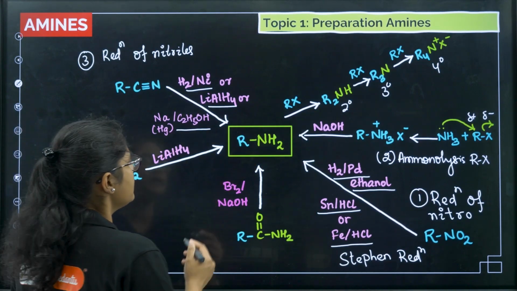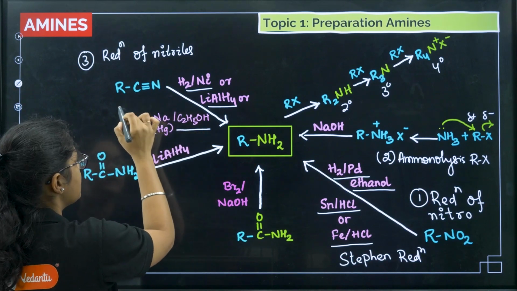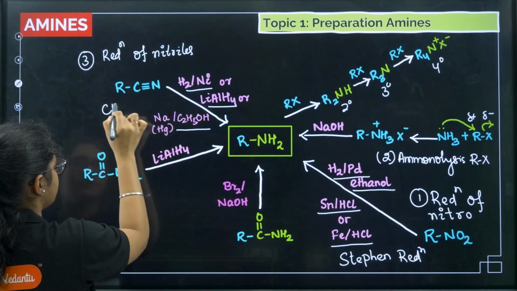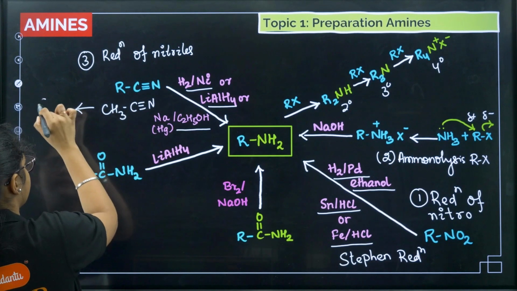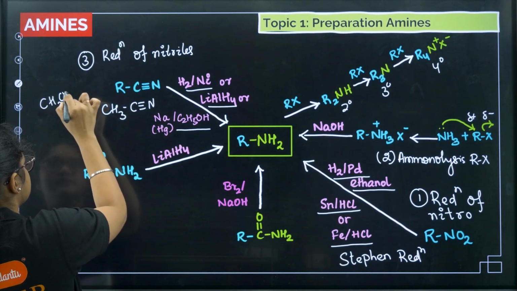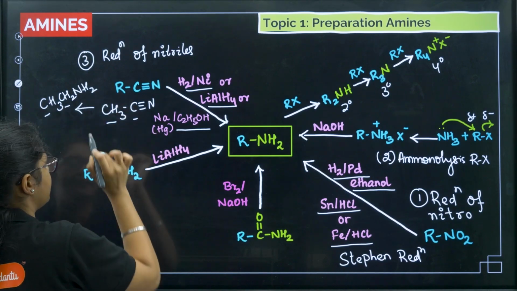One thing you have to remember, the number of carbons remains the same here. Suppose here you have CH3, C triple bond N. Then if you use this reagent, you will get CH3CH2NH2. Right? The number of carbons remains the same here.